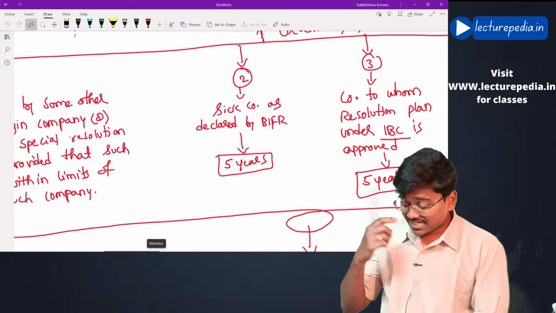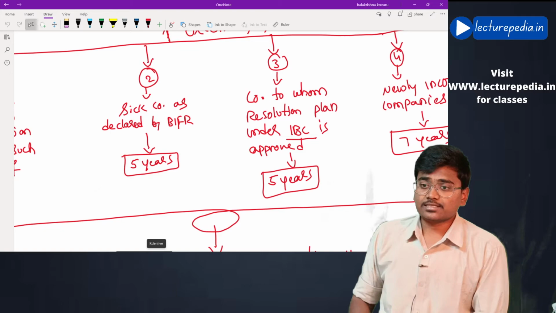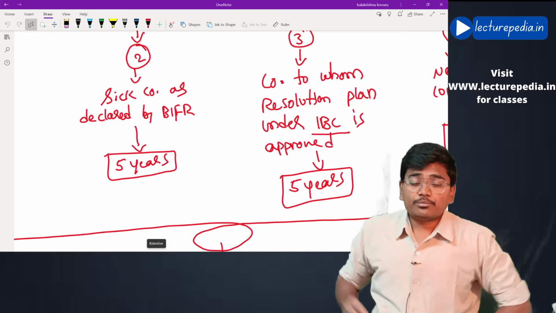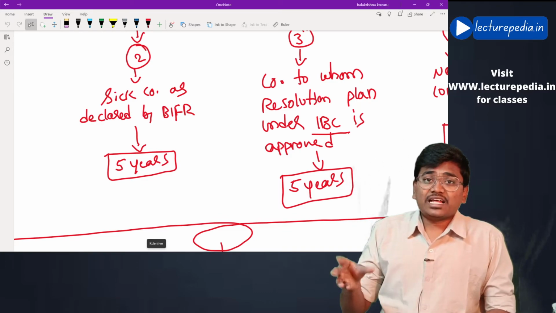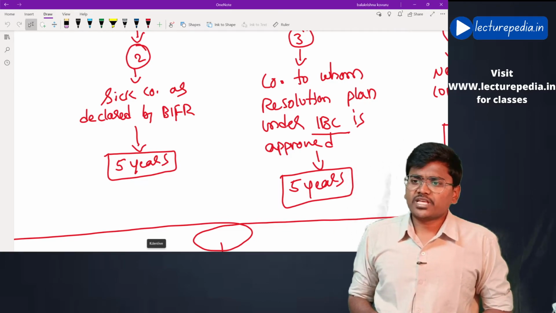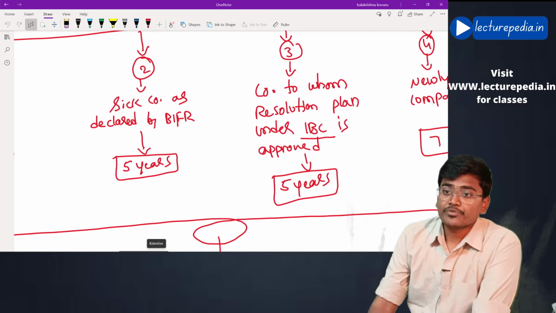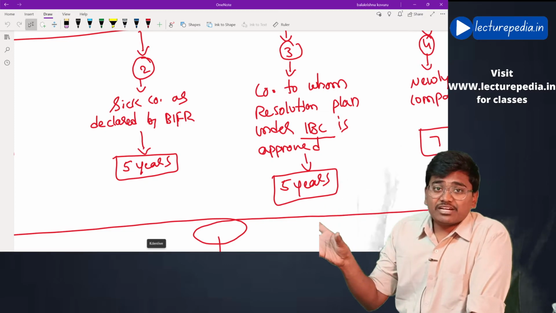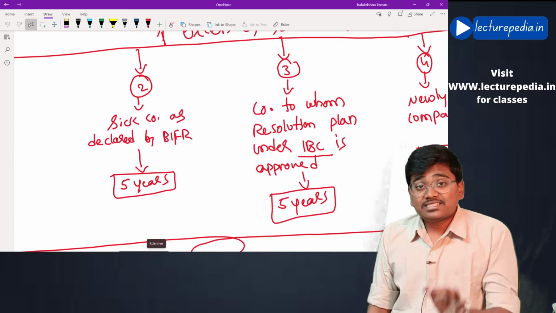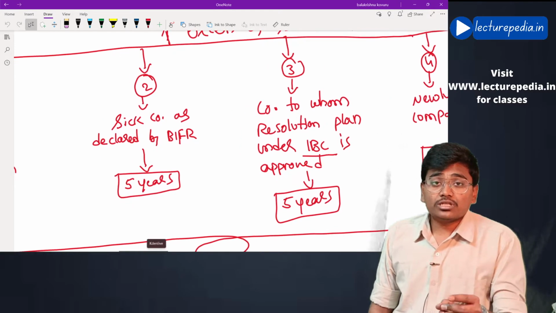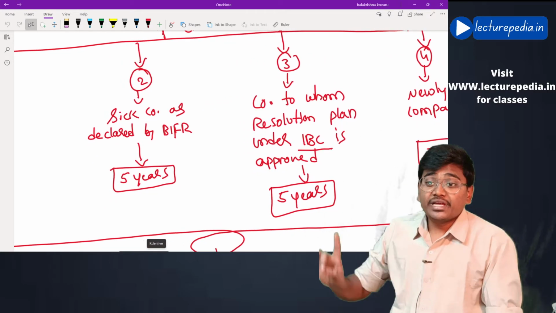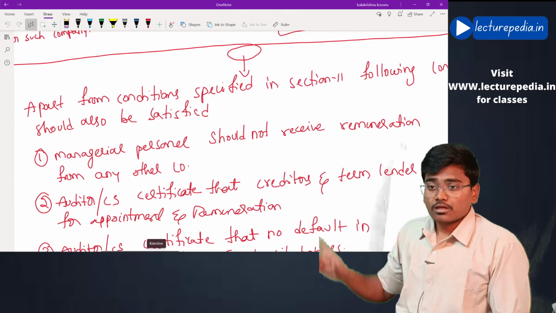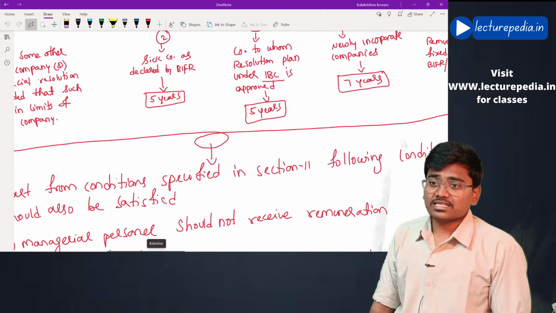Now, the second type of special case, that is sick company as declared by BIFR, that means Board for Industrial Financial Reconstruction. Now, if any company has been declared by such BIFR as a sick company, then such sick company can pay remuneration to the directors as per item A for a period of 5 years, provided that it complies with these additional 3 conditions. We will see what those additional 3 conditions are.